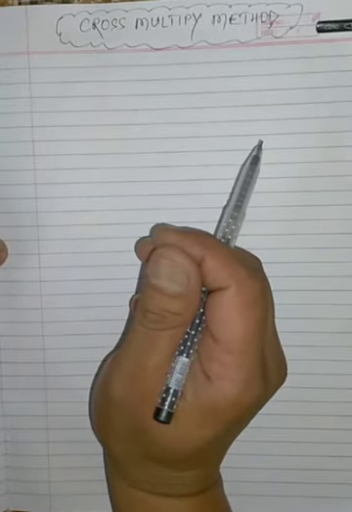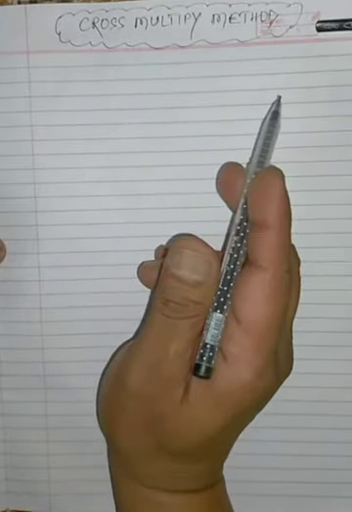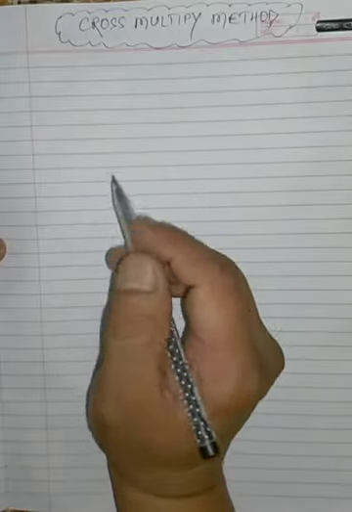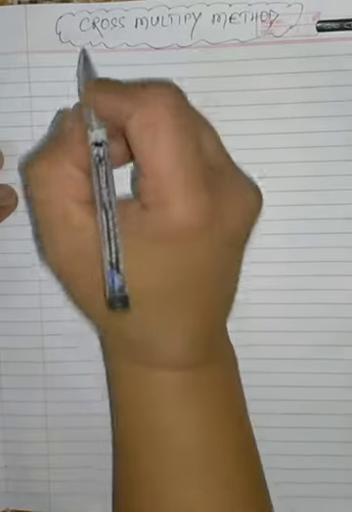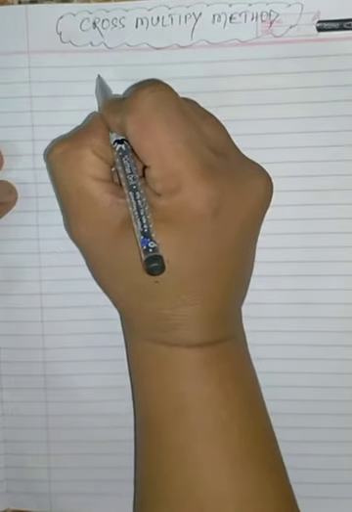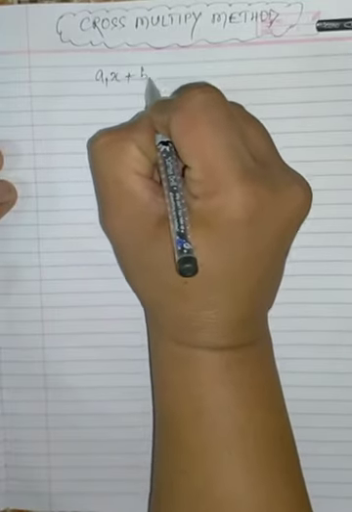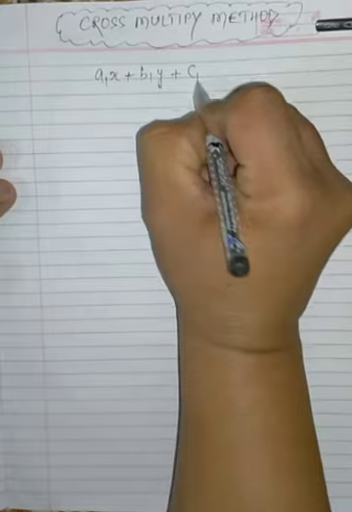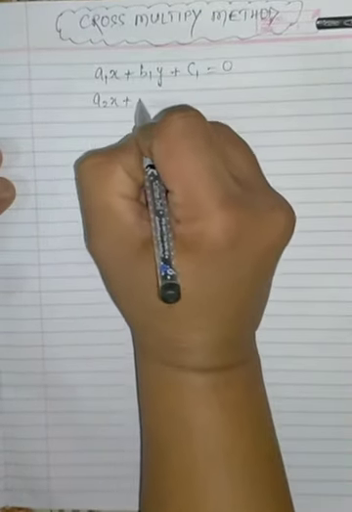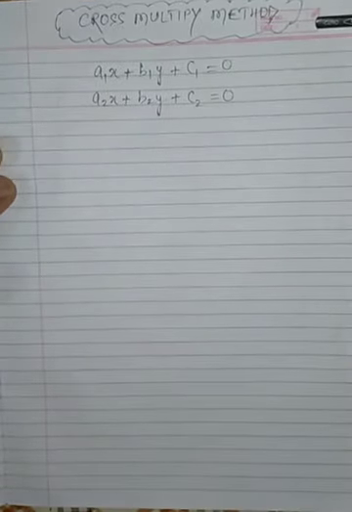Last year, due to COVID conditions, this method was deleted, but keeping in mind that this year it can be asked, we are going to study this. So for this, as we know, the standard form of the pair of linear equations is a1x plus b1y plus c1 equal to 0 and a2x plus b2y plus c2 equal to 0.